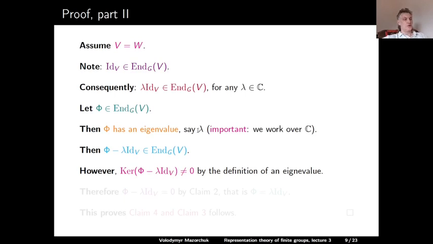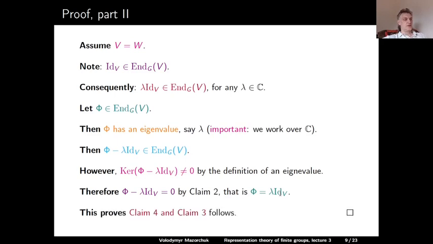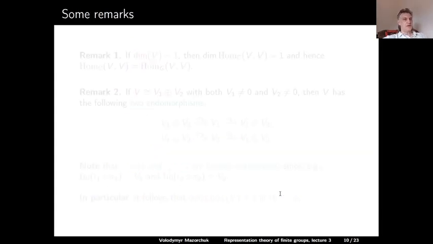But we have only two options. Any endomorphism is either zero or an isomorphism. So if the kernel of an endomorphism is non-zero, the whole endomorphism should be the zero map by claim 2, which means that phi is a scalar multiple of the identity. So this proves claim 4, and claim 3 follows directly from claim 4. Here are some remarks.